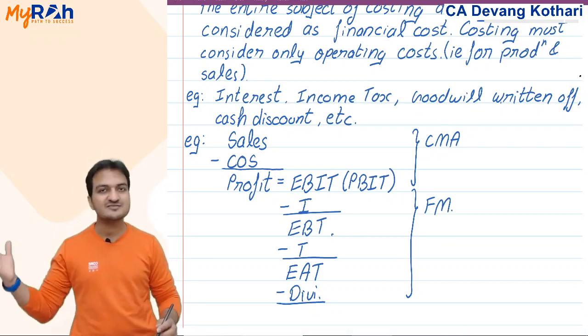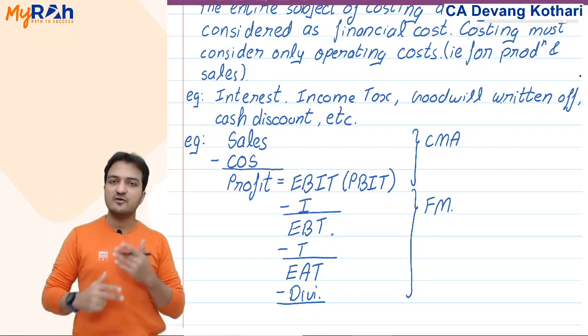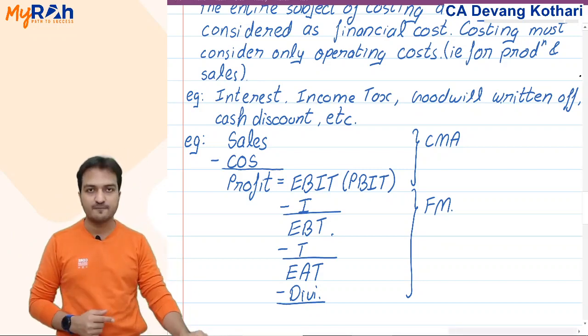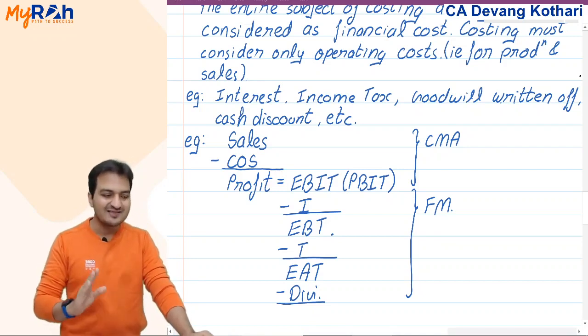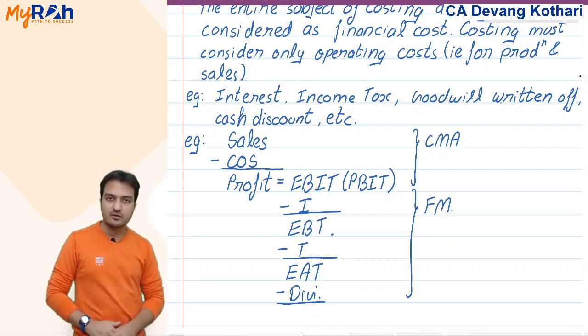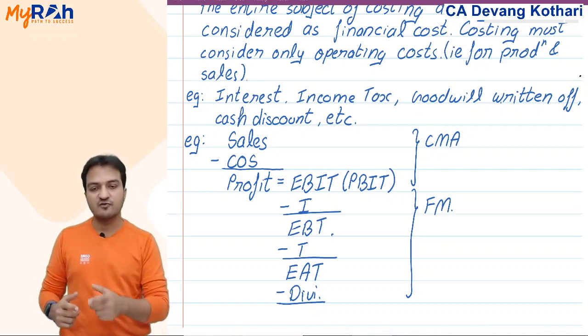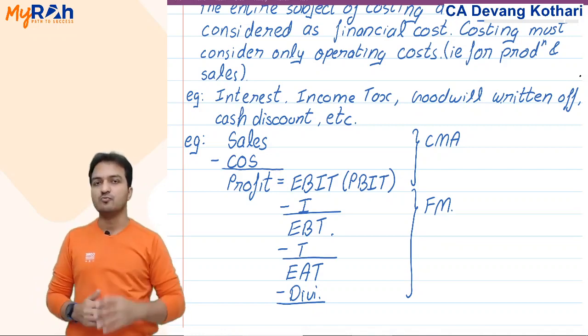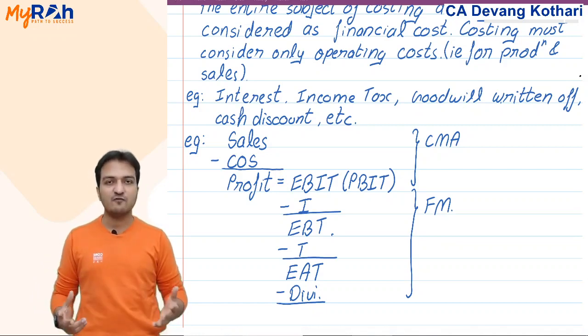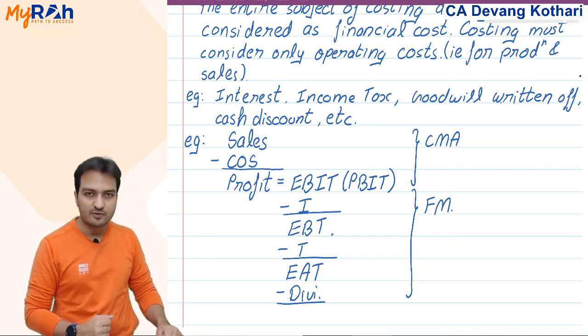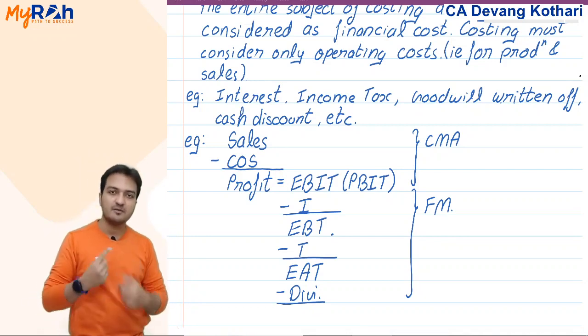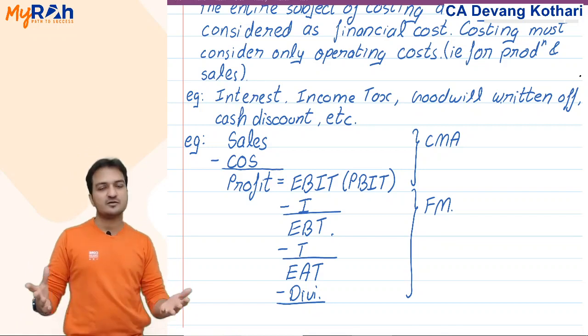In fact, this cash discount was not even known at the time of sale. Think about it. At the time of sale, do I know that the customer will pay on time or not? Do I know that the customer will pay within 10 days or after 2 months? No. So at the time of sale, I do not know whether I will be giving cash discount or not. So while deciding selling price, I will not consider the cash discount.